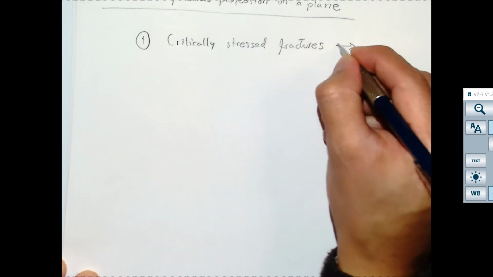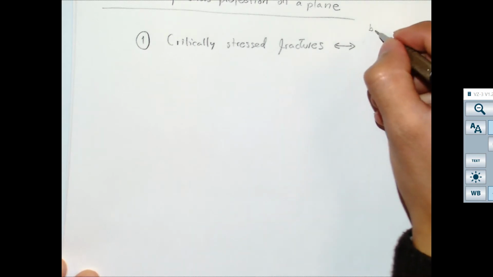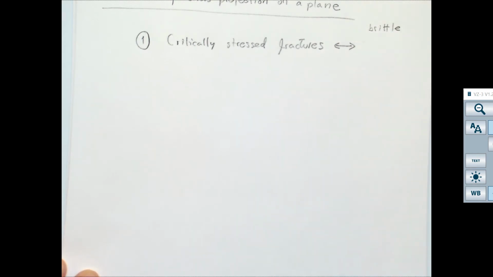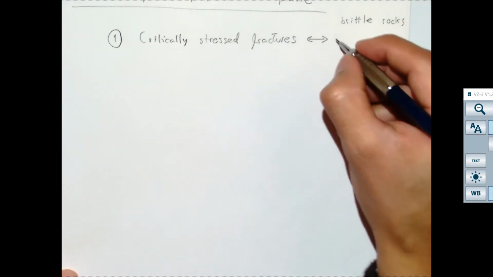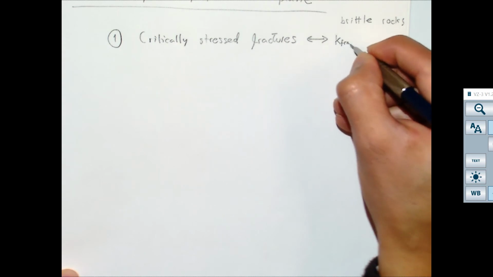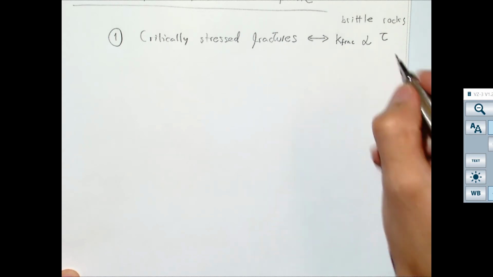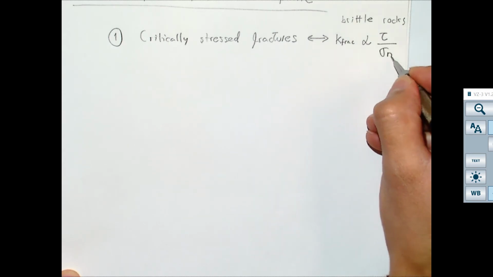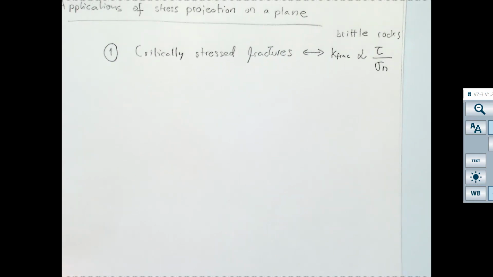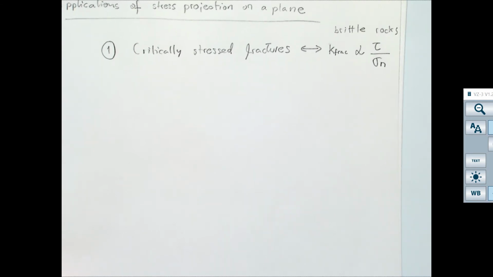The concept here, remember, is that for brittle rocks, it happens very often that the transmissivity of the fracture is directly proportional to shear stress on the fracture and inversely proportional to normal stress. So that means that the higher the ratio of shear to normal effective stress, the higher the permeability of the fracture is going to be.